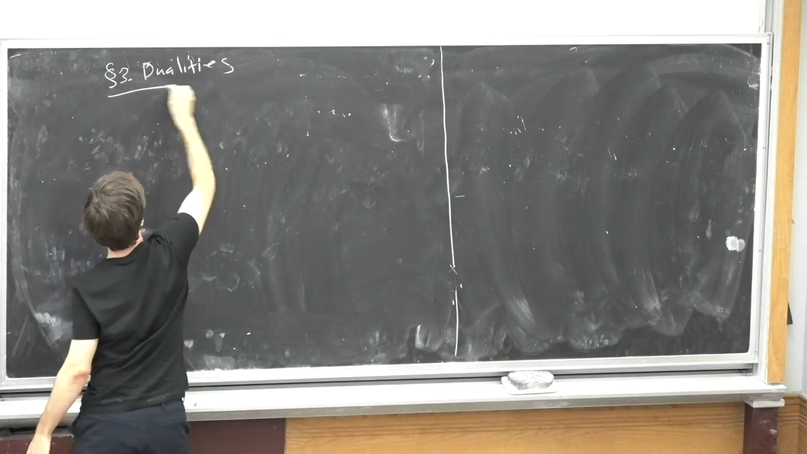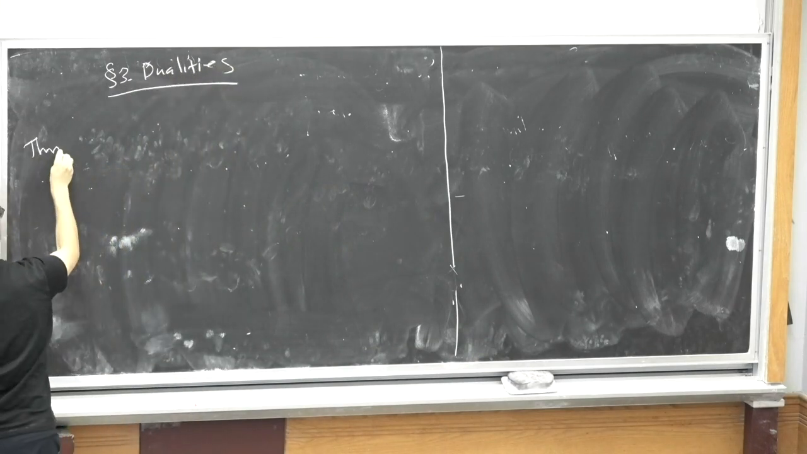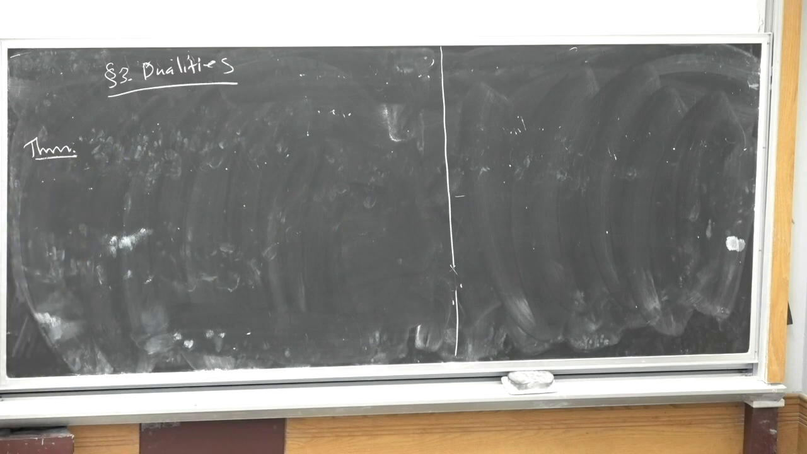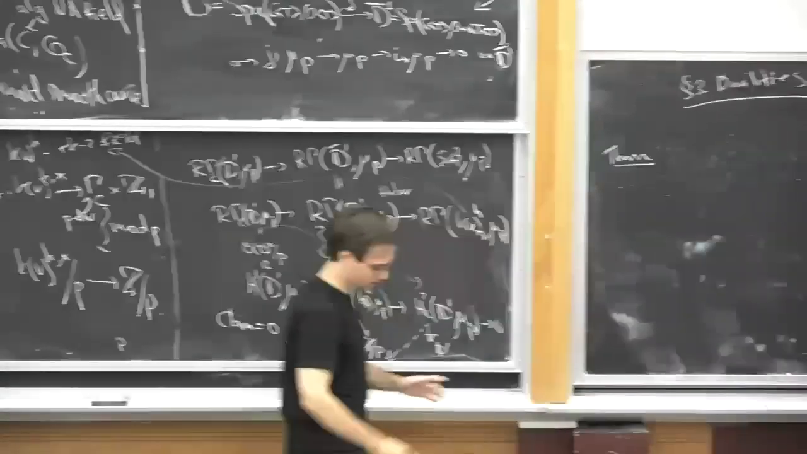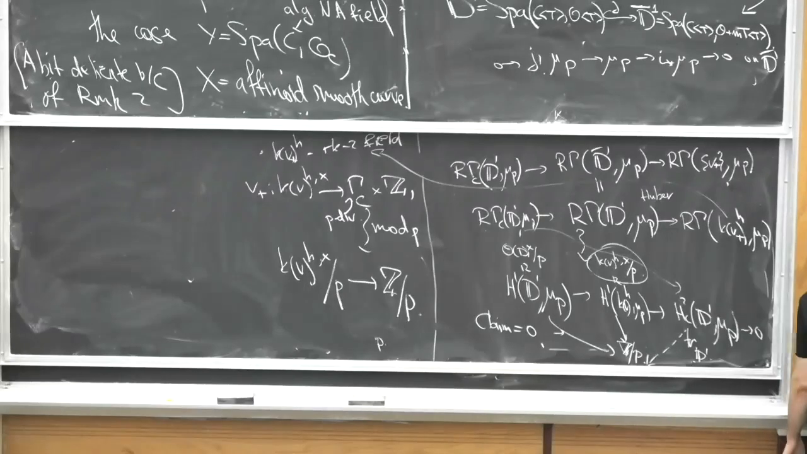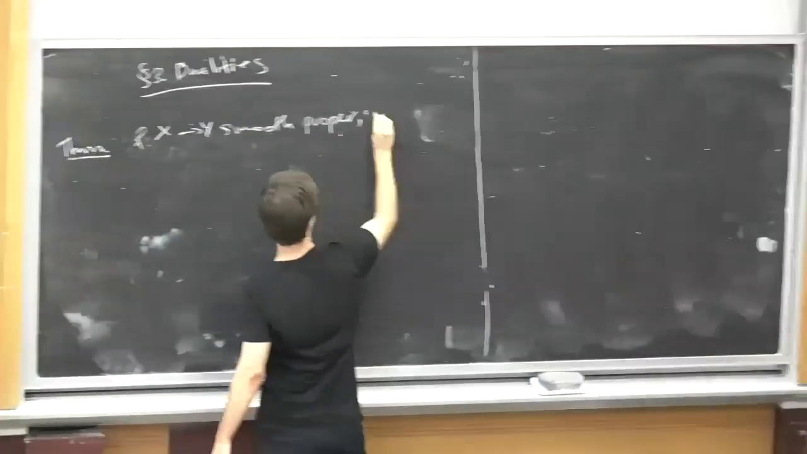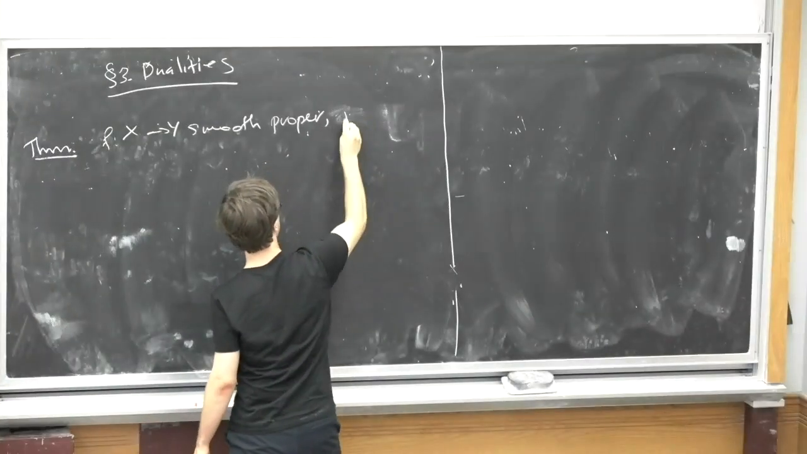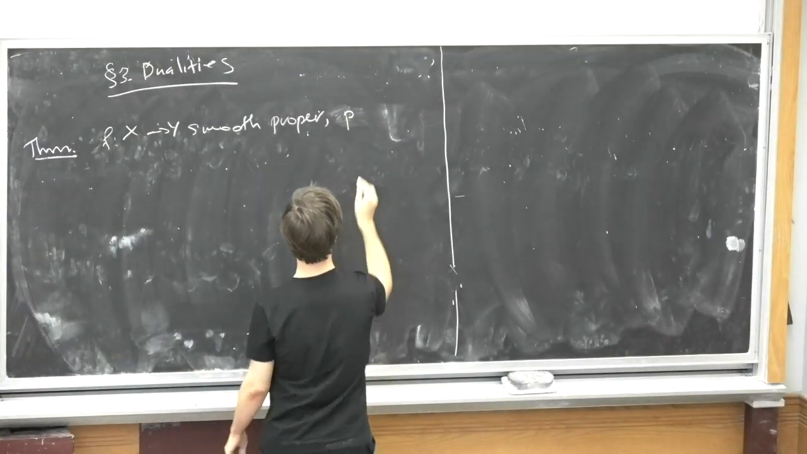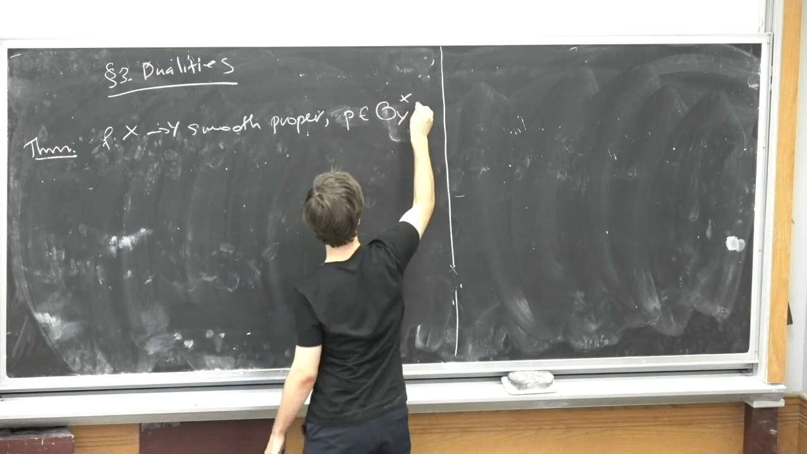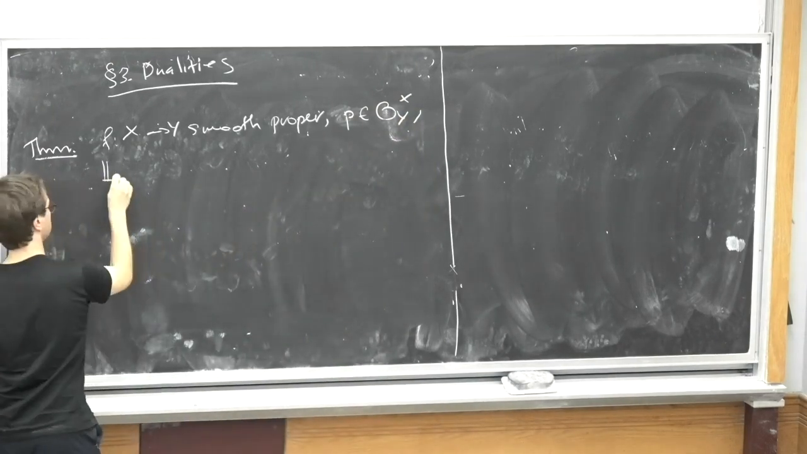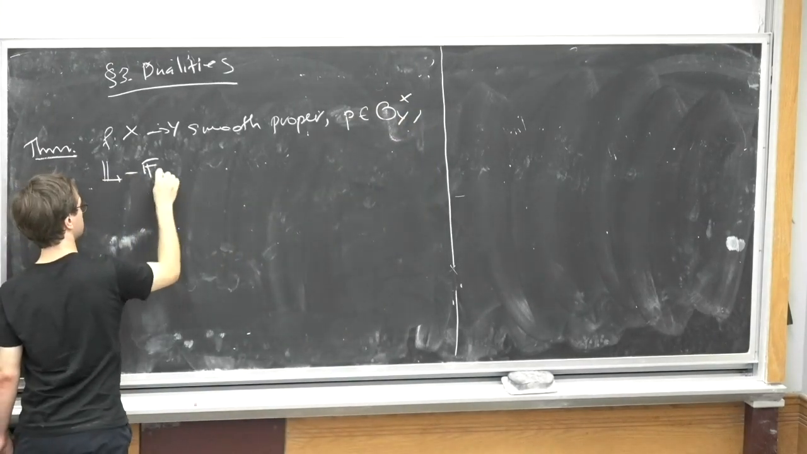Dualities. And so first, let me do the torsion case, because the proof will be essentially the same. Well, this is the first part. So have x to y smooth proper. Let me fix p for simplicity, p is inside of y. L is an F_p local system.